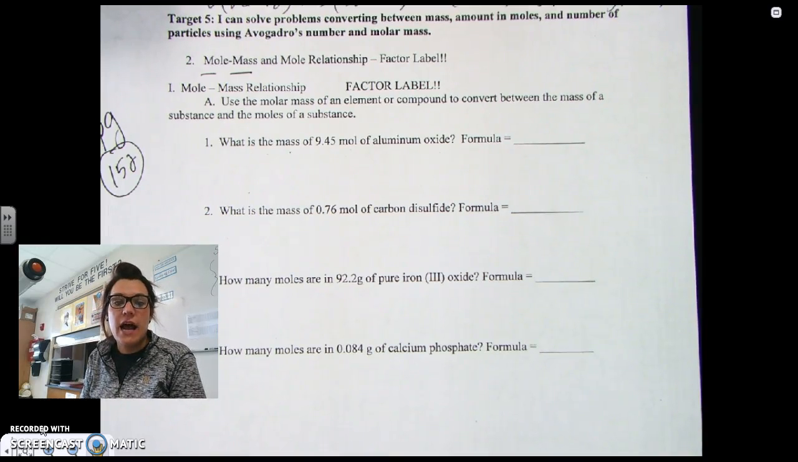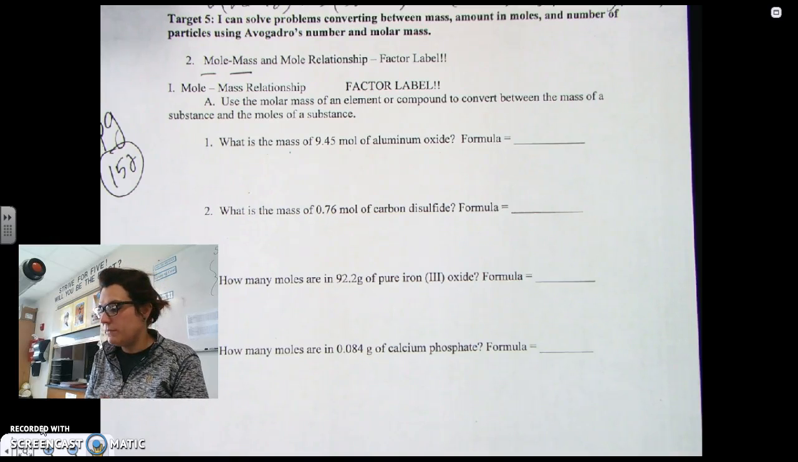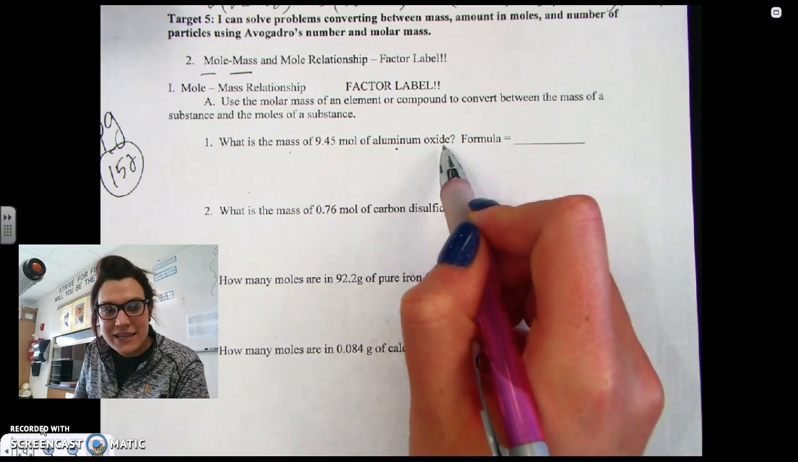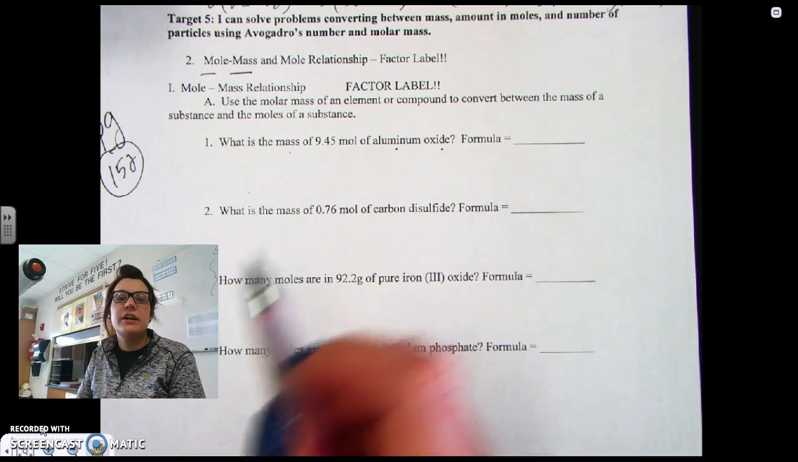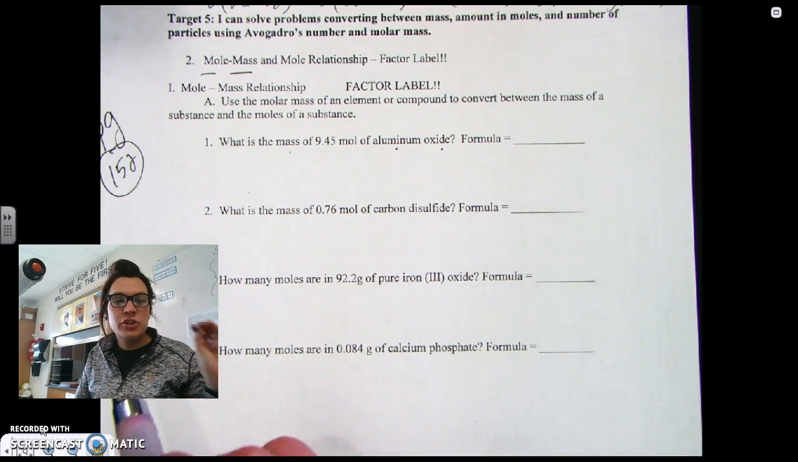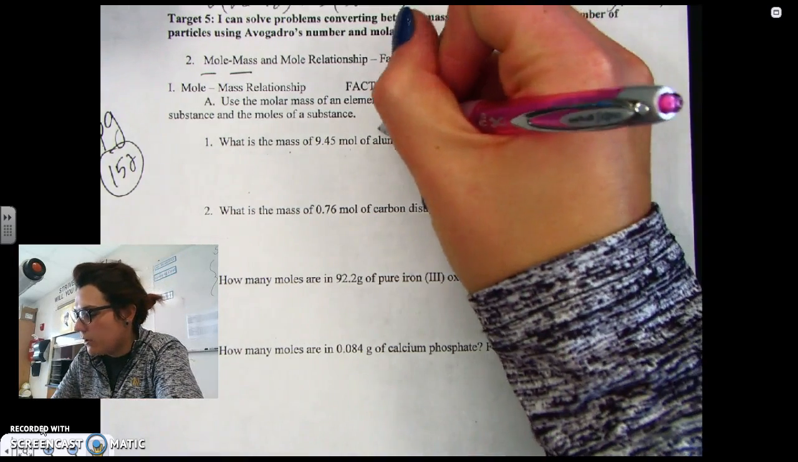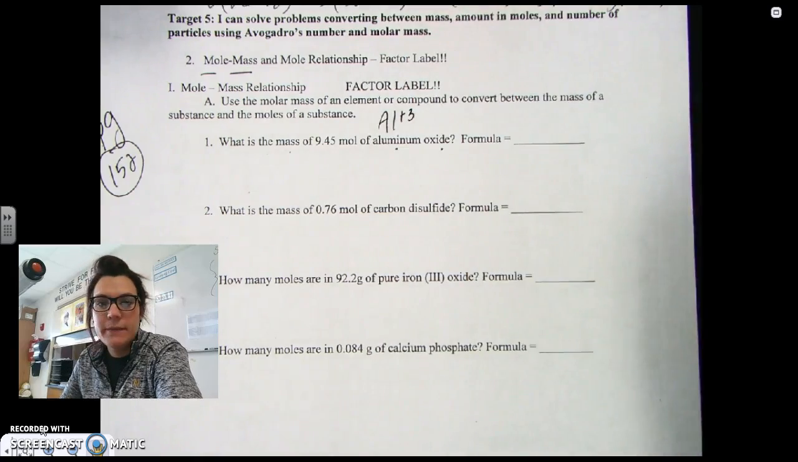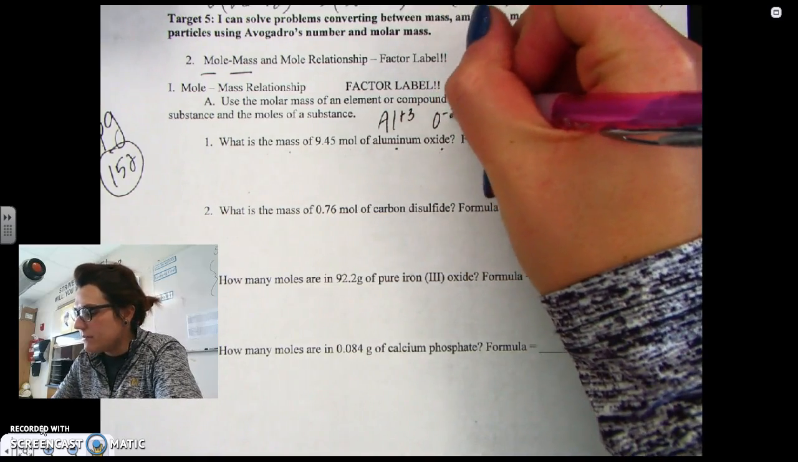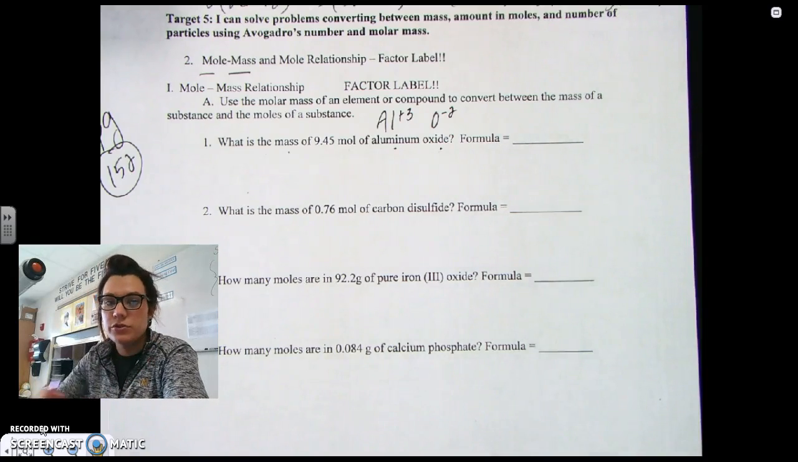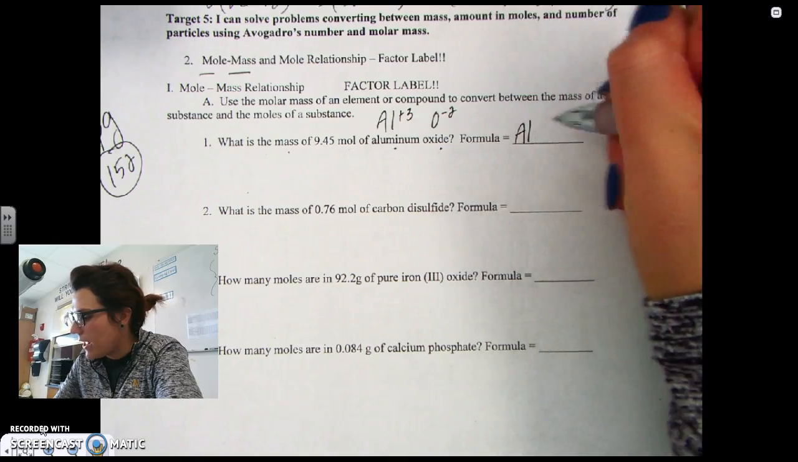So the first thing that I have to do in this problem is create the formula so I can then calculate the mass. So if I remember, aluminum is a metal, oxide is a nonmetal. Therefore, to figure out the formula, I write down their charges, and if they don't cancel, I crisscross them. So I'm going to go aluminum plus 3, oxygen is minus 2. Charges don't cancel, therefore I'm going to crisscross them. So this will become Al2O3.